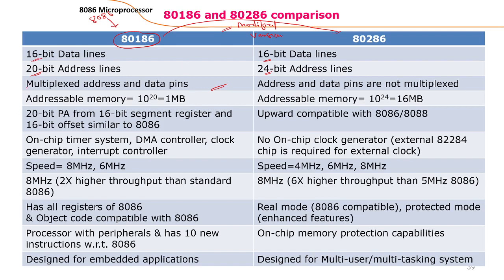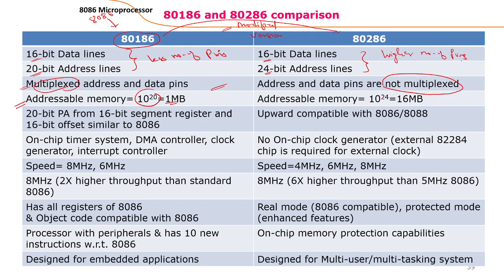Here multiplexed address and data lines are there. Here address and data lines are not multiplexed. If it is not multiplexed, that means address and data lines consist of different, individual pins, so this processor has a higher number of pins. Here it is multiplexed, so it will be using a smaller number of pins. It has addressable memory space of 2 to the power 20, that is 1 MB.